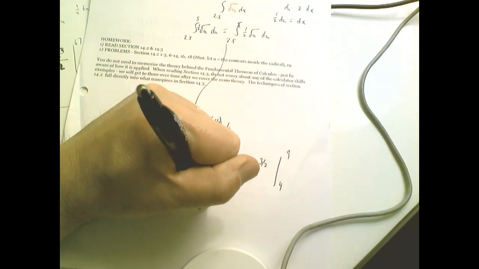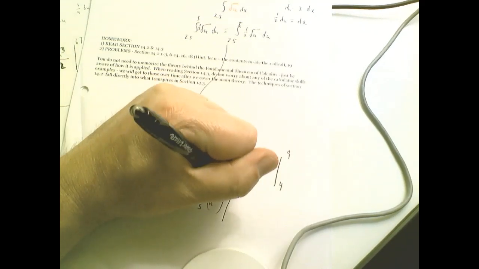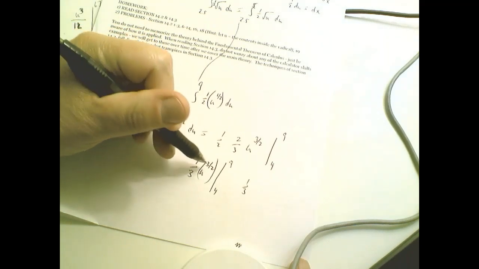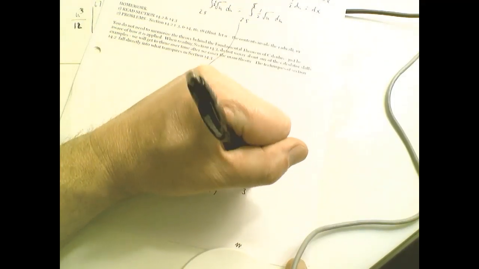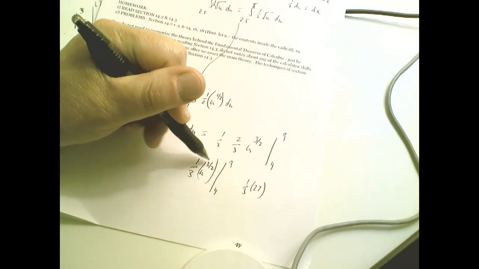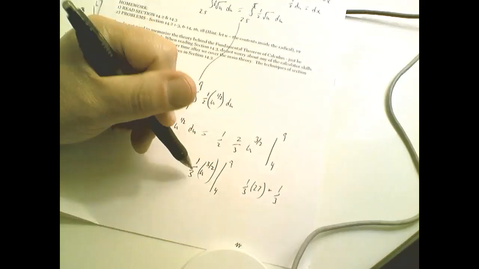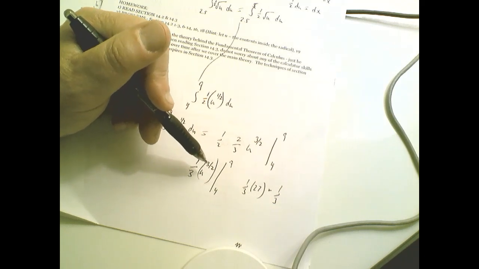Very quickly, 1/2 times 2/3, 1/3 u to the 3/2 power, between what? 9 and 4. Okay, let's evaluate. 1/3 times what? 9 to the 3/2 power, which turns out to be 27. 9 to the 1/2 power is 3. 3 cubed is 27. Minus 1/3 times 4 to the 3/2 power, which happens to be 8.